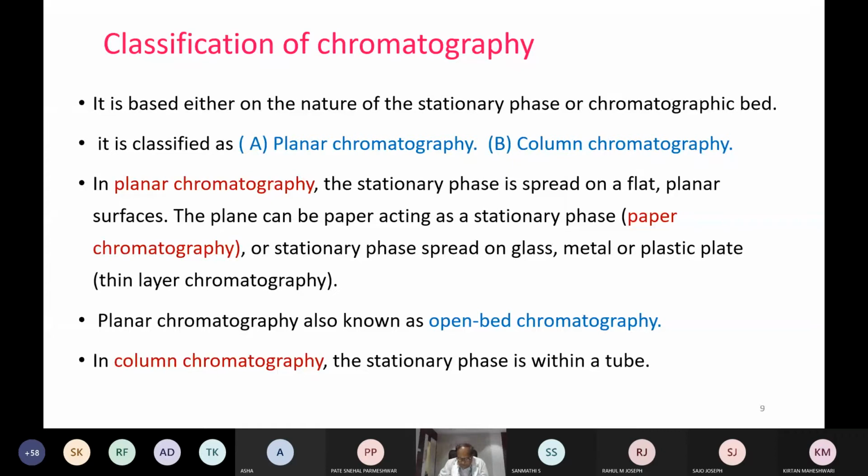So coming to the types of chromatography that exist, they are of two kinds, particularly planar chromatography and column chromatography. In planar chromatography, the stationary phase is spread on a flat planar surface. The plane can be paper acting as a stationary phase, or stationary phase spread on a glass, metal or plastic piece. Planar chromatography is also called open bed chromatography, and in column chromatography, the stationary phase is within the tube only.